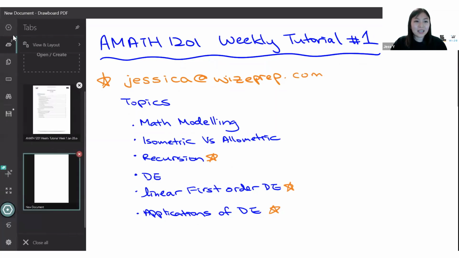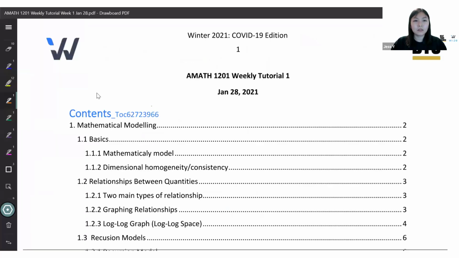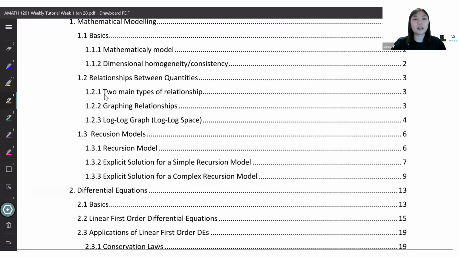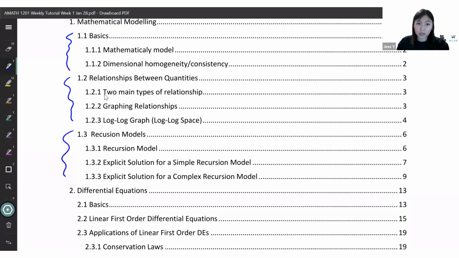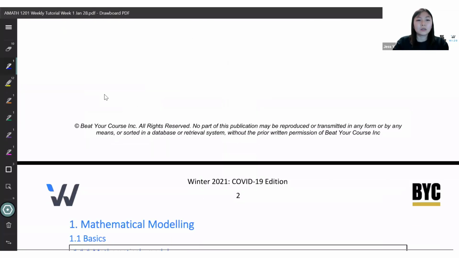Let's dive in, everyone. So you should have received a booklet, and the booklet pretty much covers everything from today. It breaks down into, first, we're going to go through the basics of mathematical modeling. There's probably 1 or 2 questions they can ask on the test or on the midterm type thing. Then we'll talk about allometric versus isometric relations, recursion, a big part, and then your differential stuff, including the application of word problems, okay? So let's dive in.